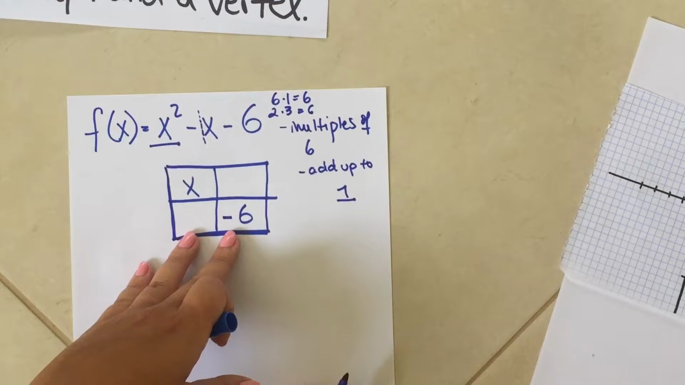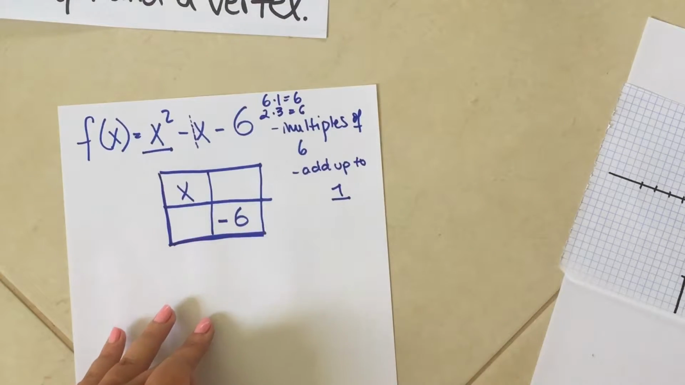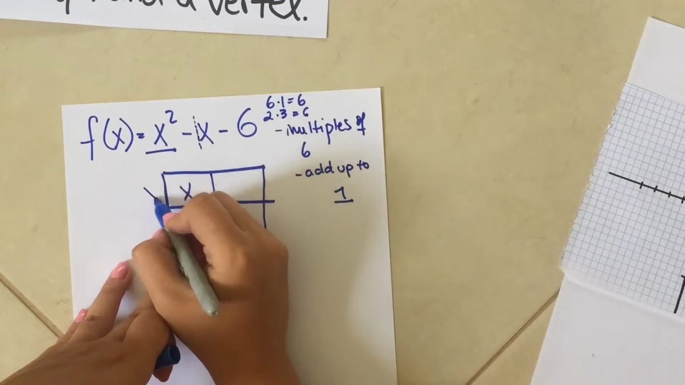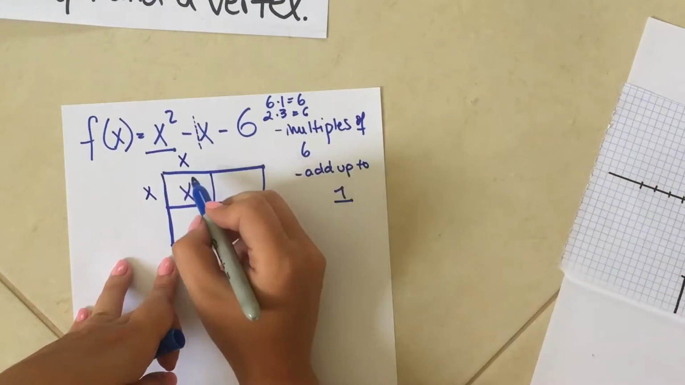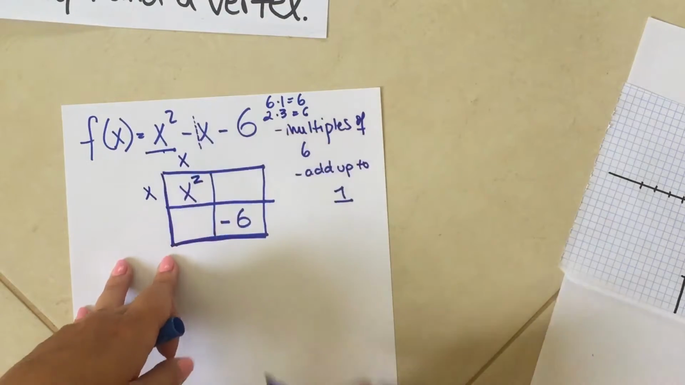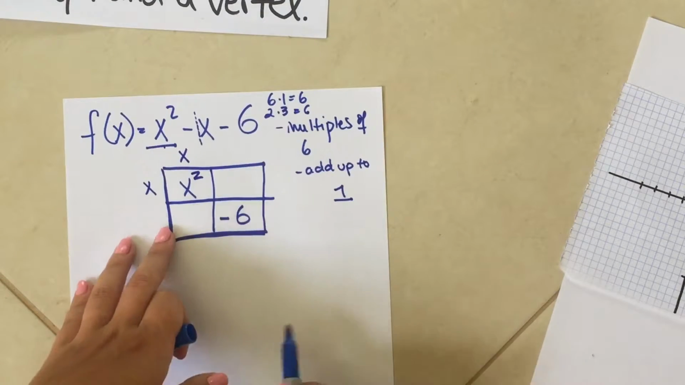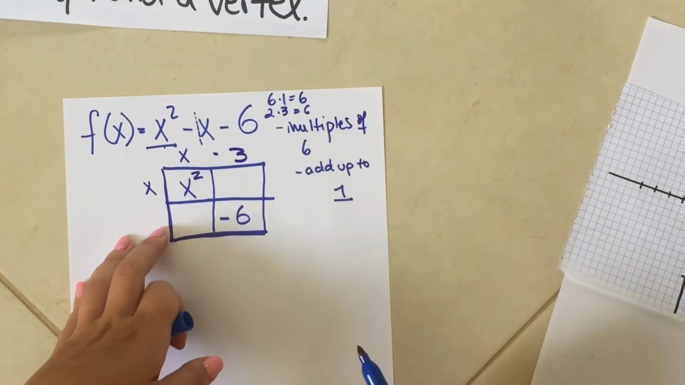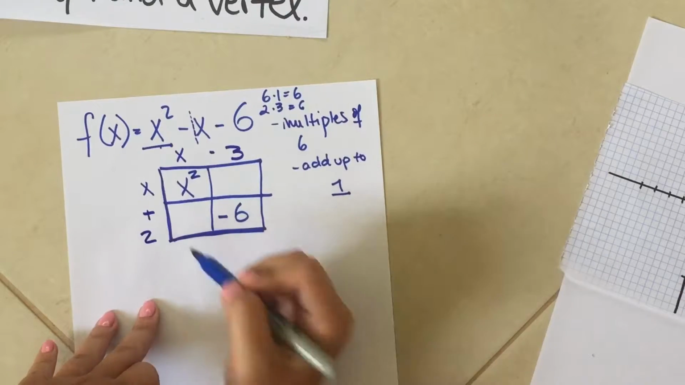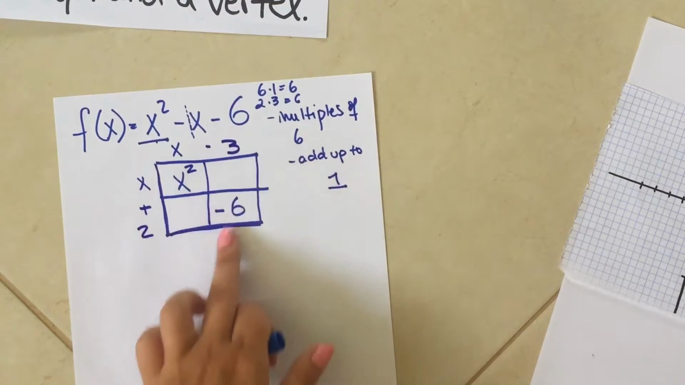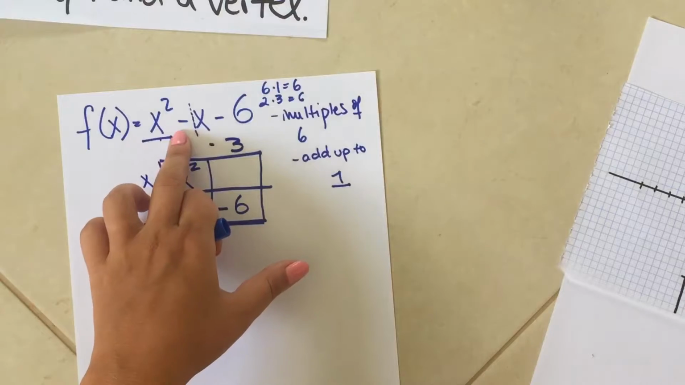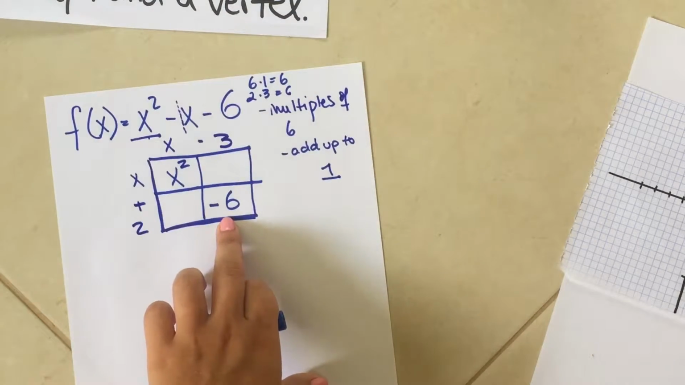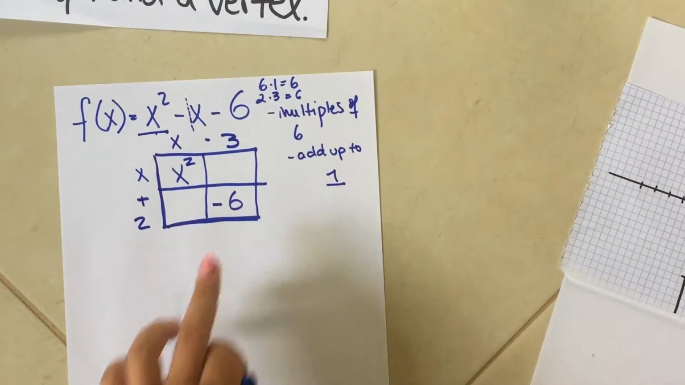So now we are starting to look for the factors. So here it's x and x, because this is going to be x squared. This is our x squared, -6. So if we try to put -3 here, and we put a +2 here, -3 plus 2 adds up to 1, and 2 times -3 equals -6. Do you see what I mean here?